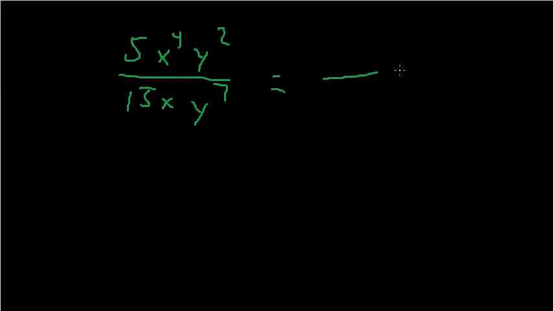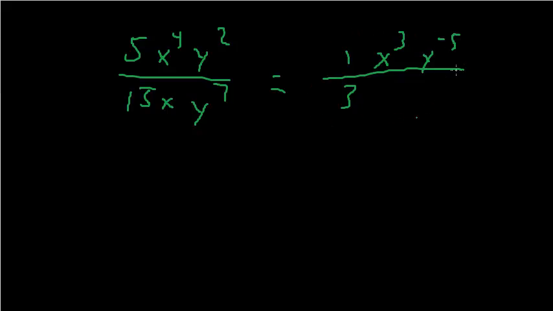So then let's use this to simplify. 5x to the 4th y squared over 15 x y to the 7th. We take this one piece at a time. We have 5 over 15. 5 over 15 reduces to 1/3, so 1 over 3. X to the 4th over x. Again, we can subtract our powers to get a new power, giving us x to the 3rd. And then y squared over y to the 7th, we can subtract those to get our new power, y to the negative 5th.